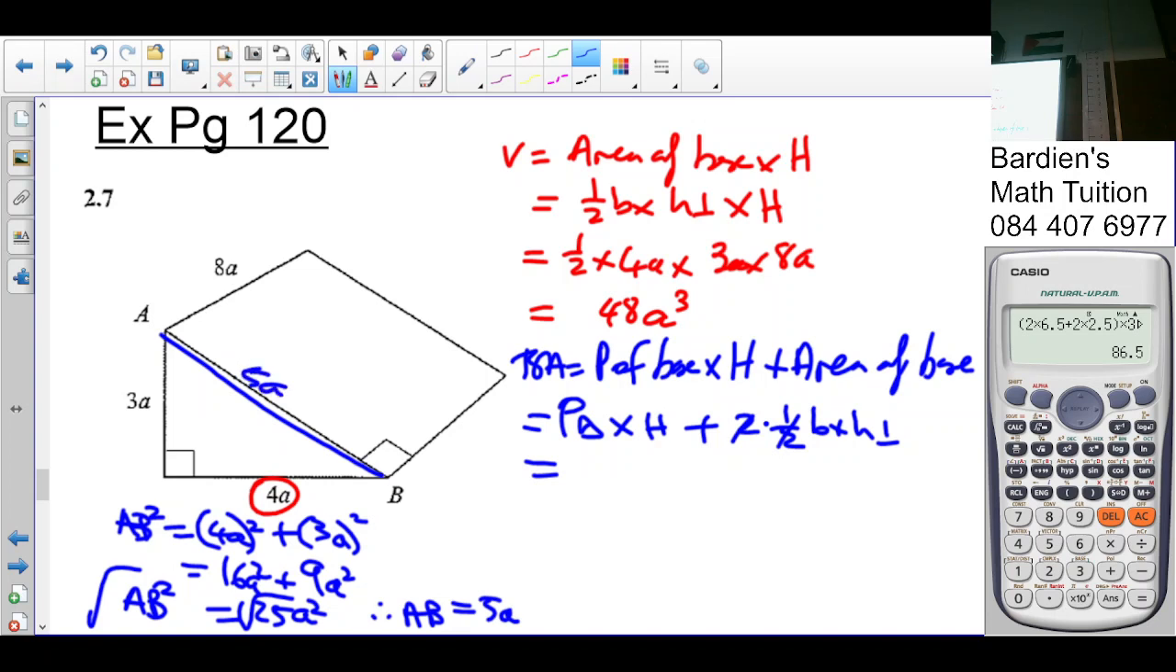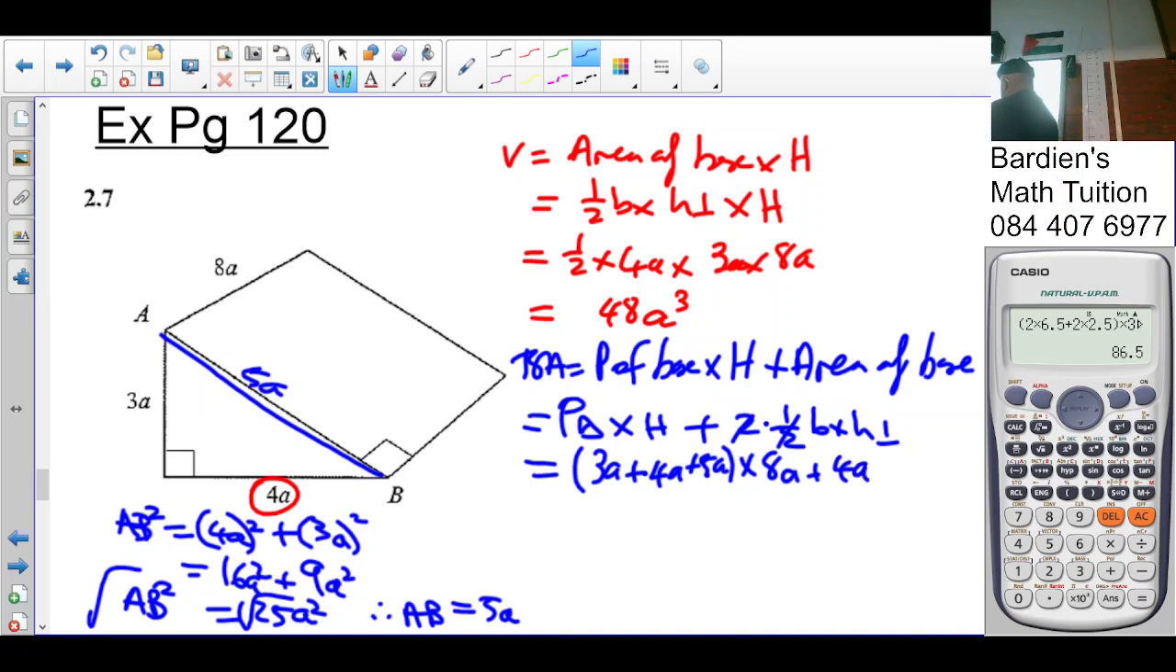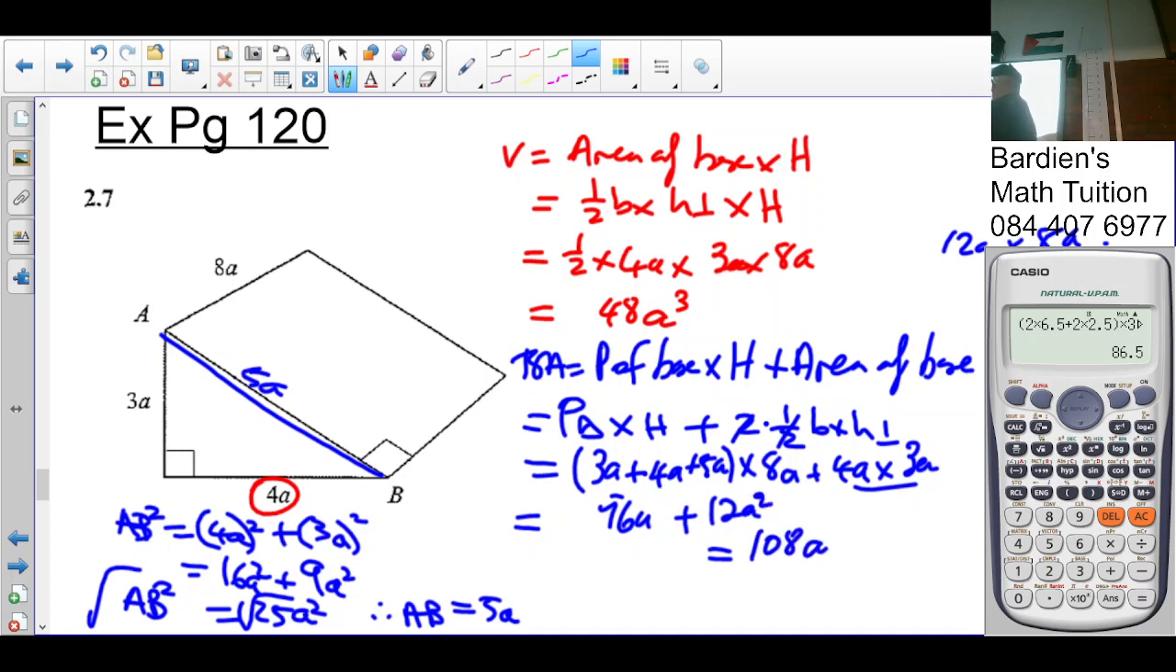Okay. The perimeter here is going to be 3a plus 4a plus 5a times your height, which is 8a, plus your base, which is 4a, times your height, which is 3a. You add inside the brackets, so it's going to be 12a, 12a times 8a, it's 96a squared, plus 12a squared. 96a squared plus 12a squared is 108a squared.